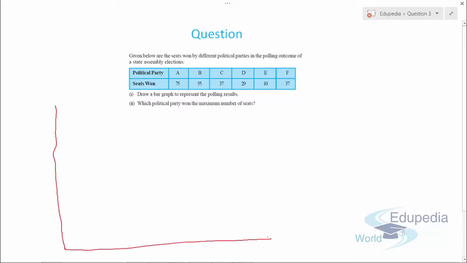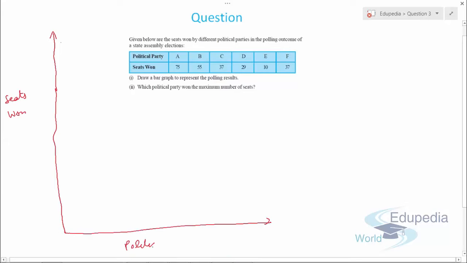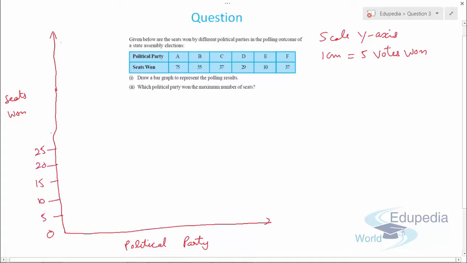So let's say we have a graph like this, right? Now over here we can write seats won, and over here we can write political party, right? So over here we need to write 0. Then first of all we need to write the scale for the y-axis. The scale for the y-axis we can write 1 centimeter equals 5 seats won, right? So for the difference of 5 we need to draw over here. So it's 5, 10, 15, 20, 25, 30, 35, 40, 45, 50, 55, 60, 65, then comes 70, then 75, right? So this is the data we have.